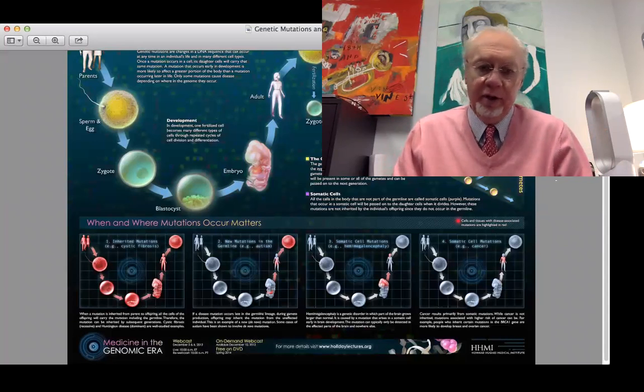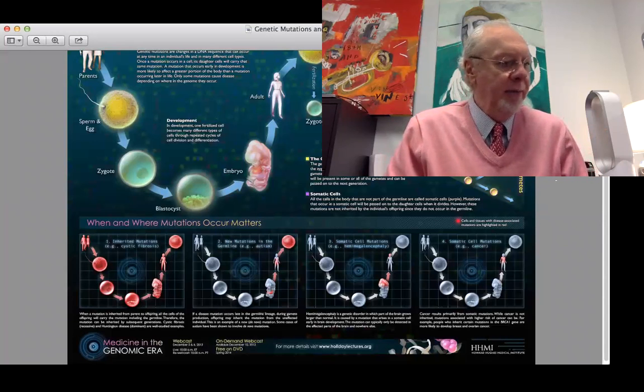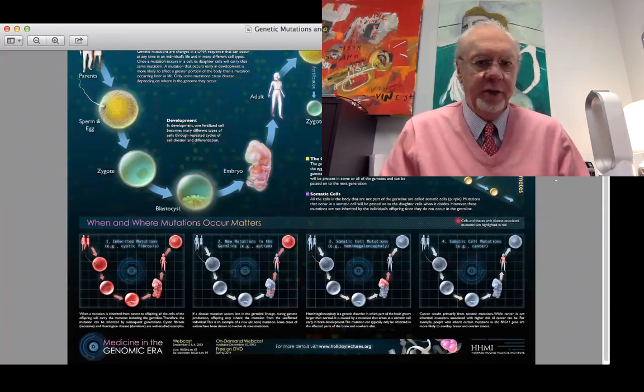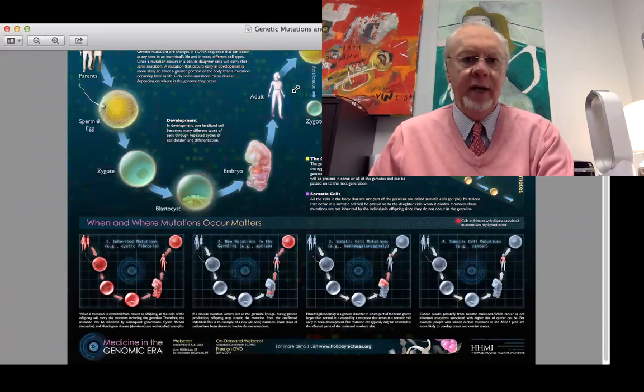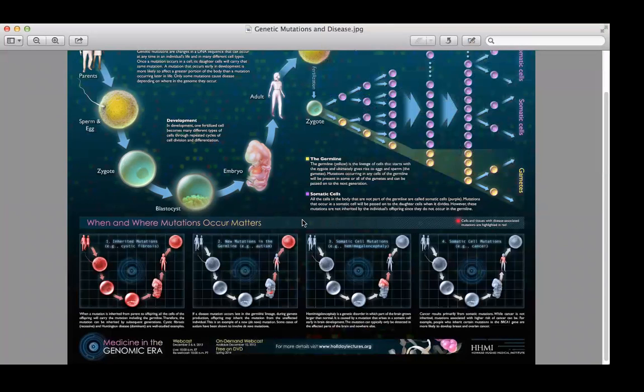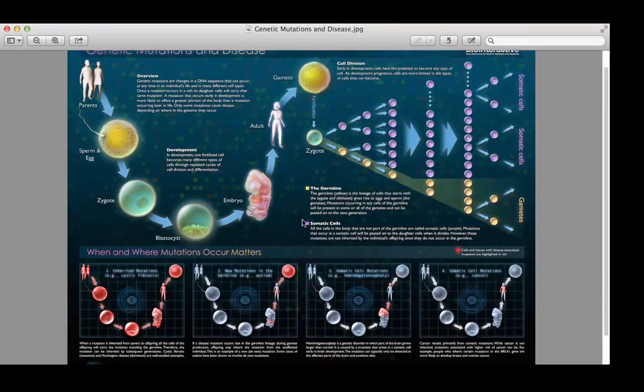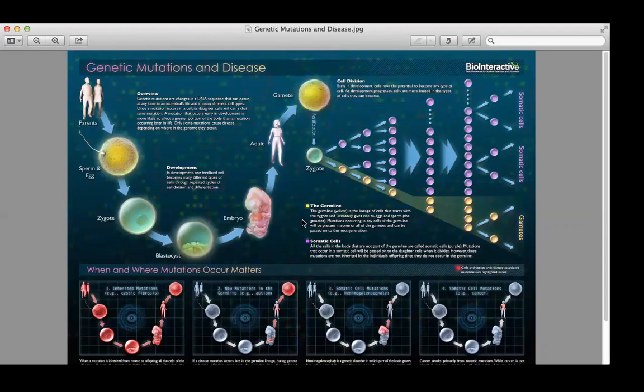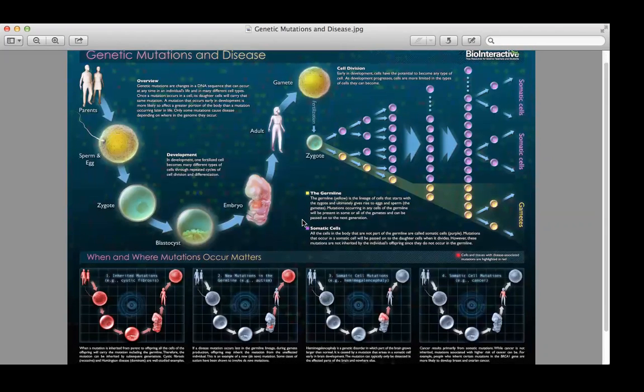For the here and now, we're going to focus in chapter 1 on the genetics of heritability and gene expression. The one I'm showing you in the background is a little bit of a chart. This is a chart that I've included of genetic mutations in disease. When and where mutations occur indeed matters significantly. On the bottom here, you can see my cursor.